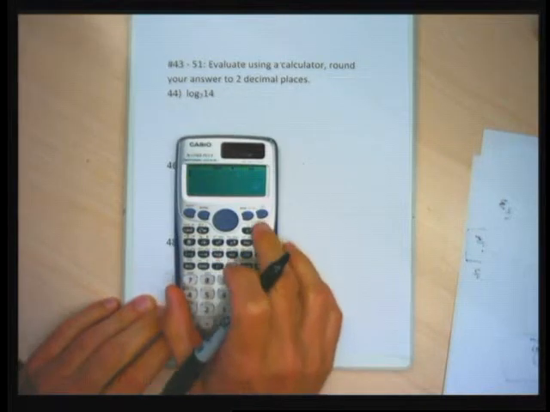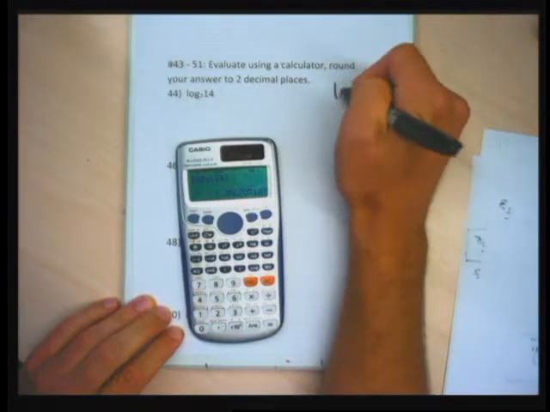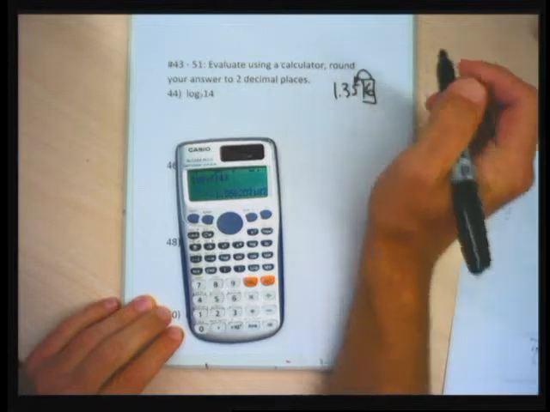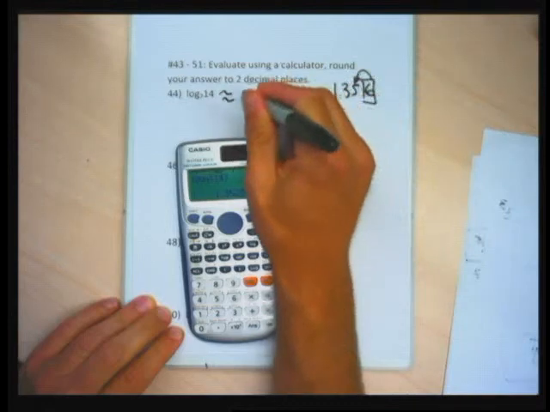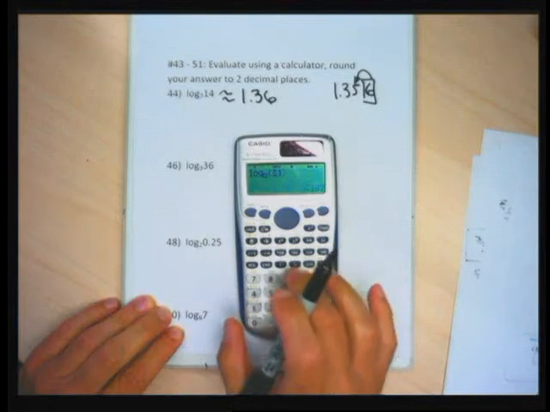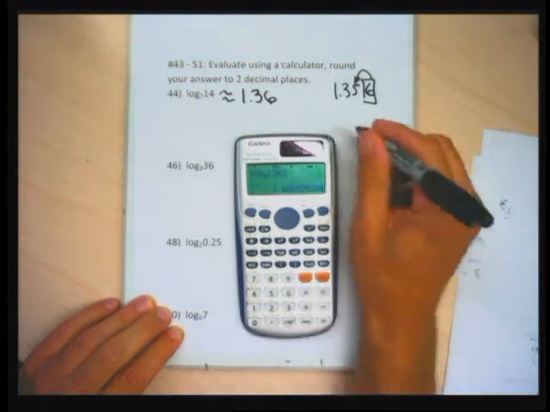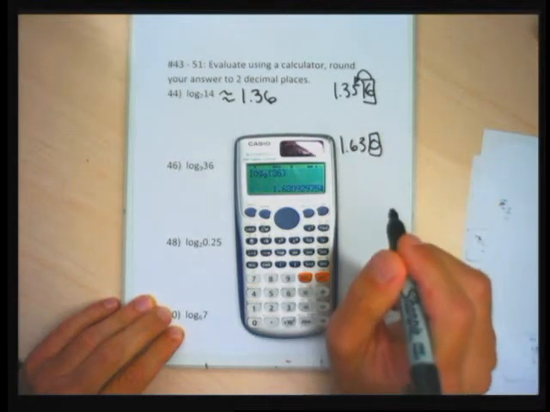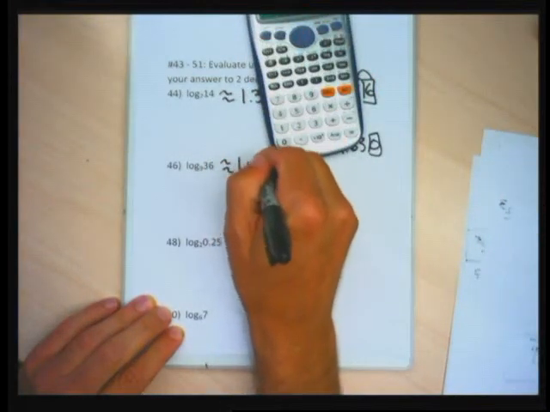So 44, the log base 7 of 14 is 1.356. I look at the number in the 3rd decimal place. It tells me to round that 5 up. I'm going to put a squiggly equals because it's a rounding. I'm going to say this is about 1.36. The next one, the log base 9 of 36. My calculator gives me 1.630. That 0 tells me I don't need to round the 3 up. I'm going to leave it a 3, and say this is 1.63.